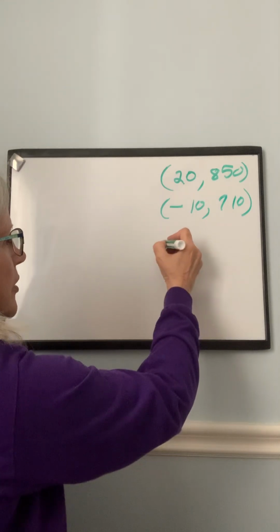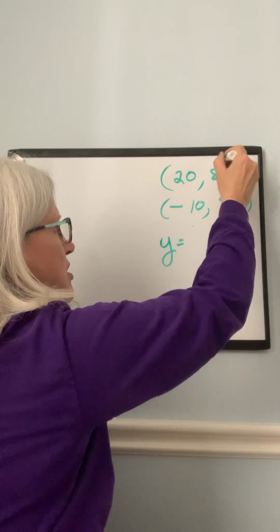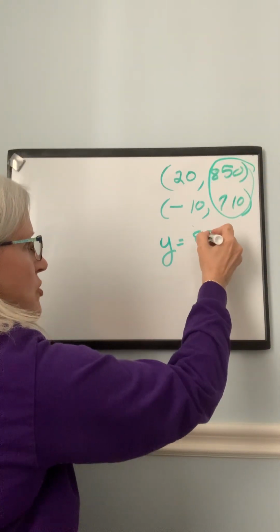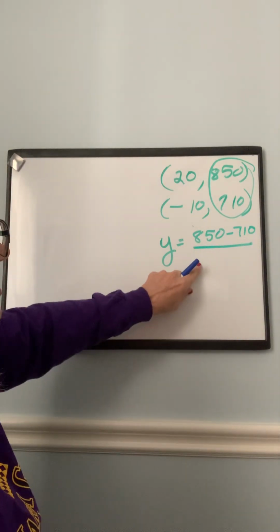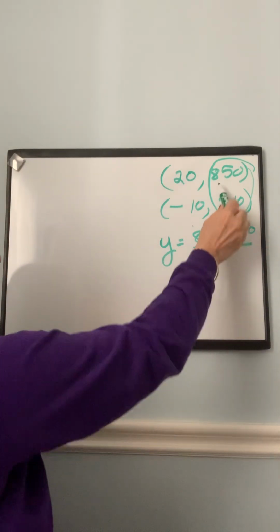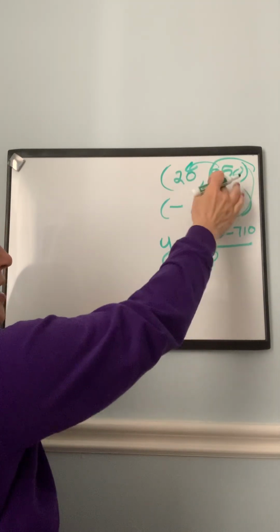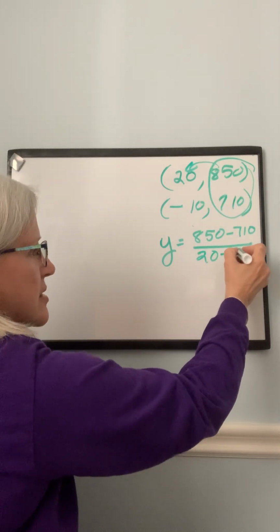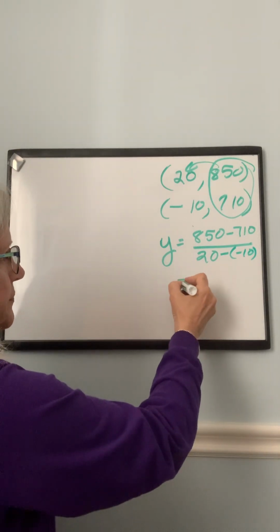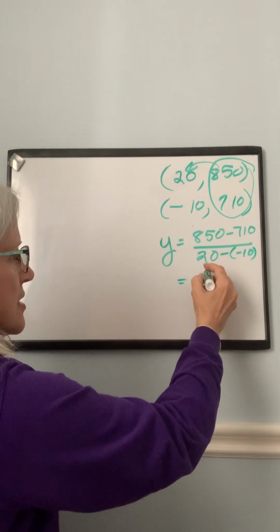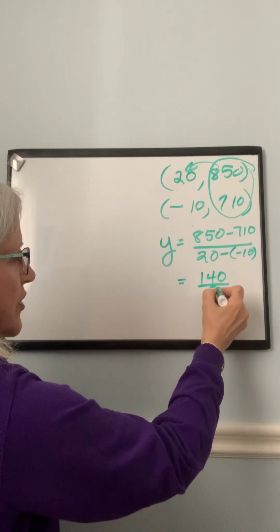So if I had to find the slope, I would look at my formula and I understand that it's the difference of my y's, which is here. So I would have 850 minus 710 over the difference of my x's. And since the 850 was first, then I need to put the 20 first in the denominator because they correspond with one another. And I have minus 10. And then I will simplify this and I'll get 850 take away 710 is 140. But here, minus and minus is a plus, so that's a 30.